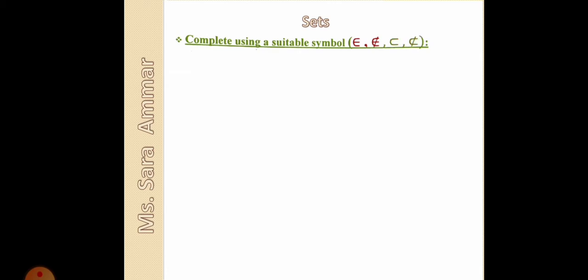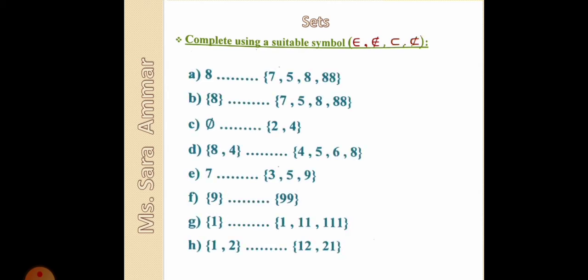While subset and not subset, we use them between two sets. So again, belong and doesn't belong between an element and the set. Subset and not subset between two sets. Okay? So 8 here without braces in question A, it means that it's an element. So I have to choose between the first two symbols, belong or doesn't belong, in the opposite set, which is the set of 7, 5, 8, and 88. Can you see the element 8? Yes, we can. So we say that 8 belongs to this set.